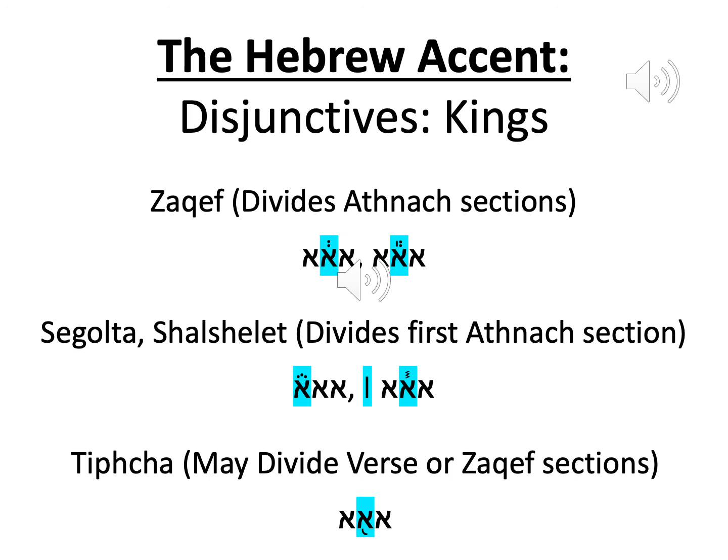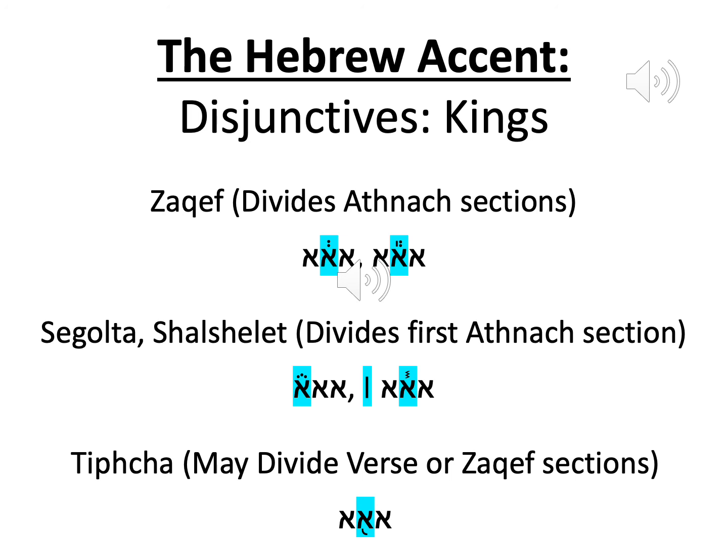Occasionally, segolta will mark the end of the first third of the verse, but again, that is not as common as it dividing the first atnach section into a quarter. Tifcha is located here in our list under kings because from time to time Tifcha may divide a verse. However, most often Tifcha divides zakef sections in longer verses, thereby actually making Tifcha more of a prince because it's in service to zakef, which is a king. But you need to be familiar with Tifcha because of the fact that it may divide short verses in half.